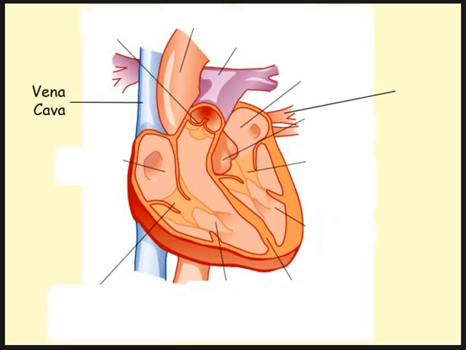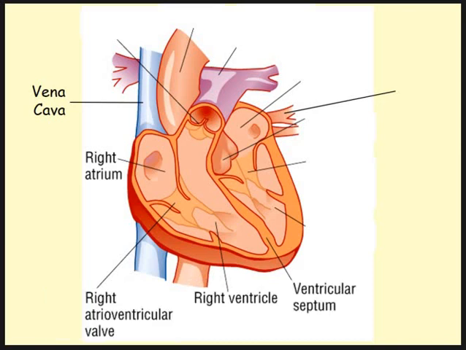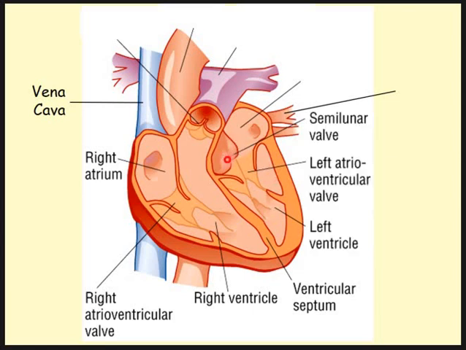Okay, so we're going to start with the vena cava, and we're going to go down to the right atrium, then we've got our right AV valve, then we've got our right ventricle. The bottom of the heart is labelled, this is the apex of the heart here. And then we've got a ventricular septum which runs up the middle there, separating the two chambers. And then we've got a left ventricle. We're going to go up to the left AV valve, and then here we've got a semilunar valve here and a semilunar valve here. Okay, so these are separating the ventricles and their arteries.